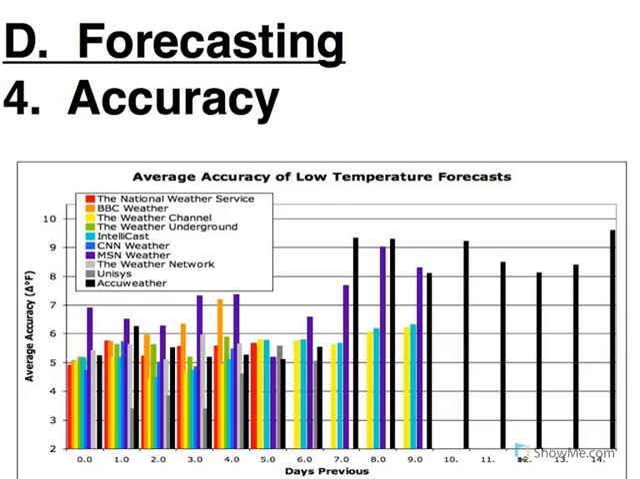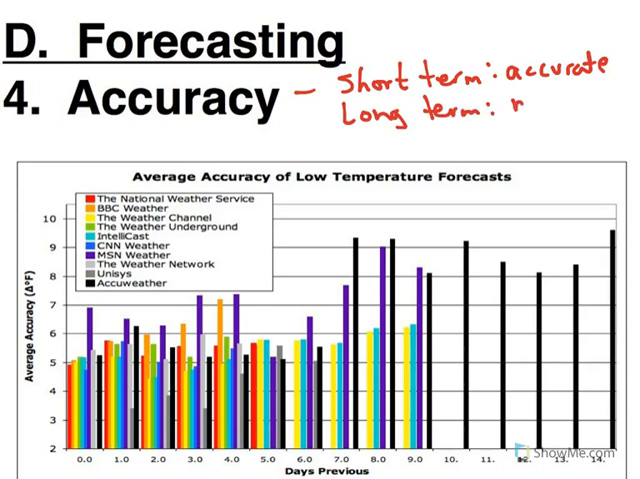Now, how accurate are forecasts? Short term are fairly accurate. Never perfect, but certainly pretty close. Long term, not so much. And the graph here is showing the accuracy for temperature forecasts from various weather services. And apparently AccuWeather goes all the way out to 2 weeks into the future. Nobody else seems to be willing to commit that far.